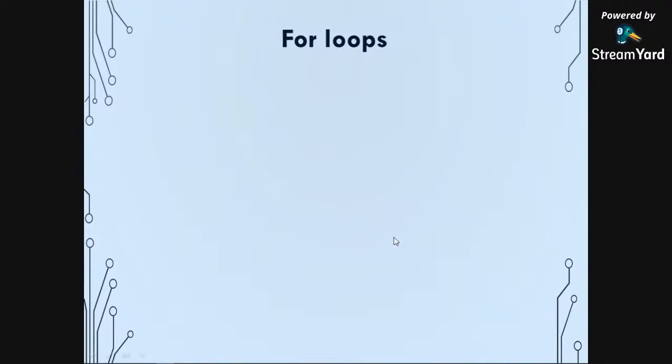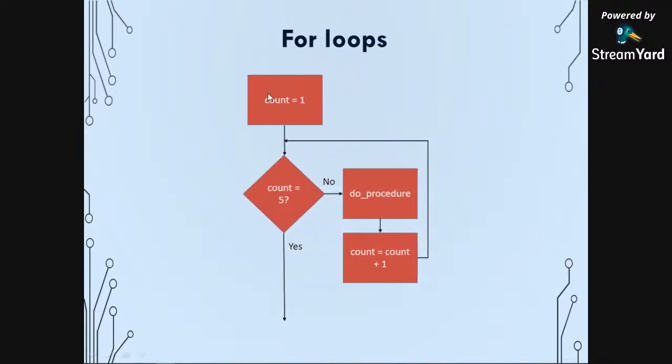Okay. So now moving on to for loops, right? So for loops, count equals 1. Does count equal 5? If not, do the procedure and then add 1 to our count. This is very similar to our while loop. But because this is a for loop, sorry, we are making sure we have that count in there.